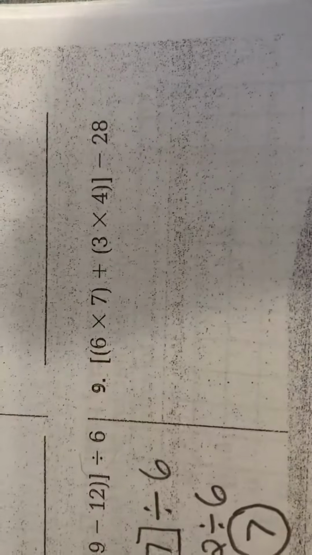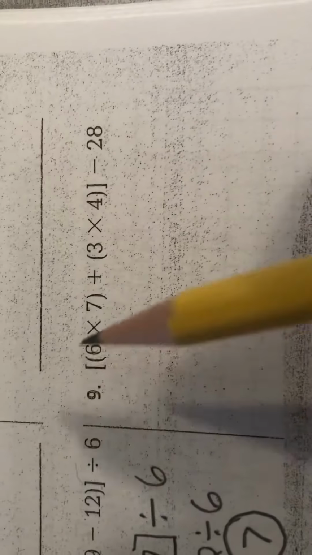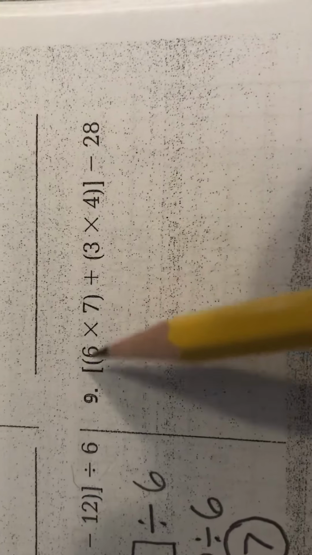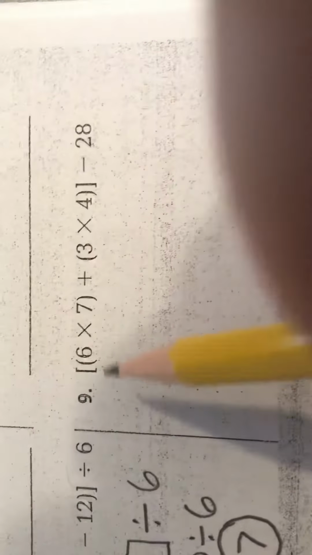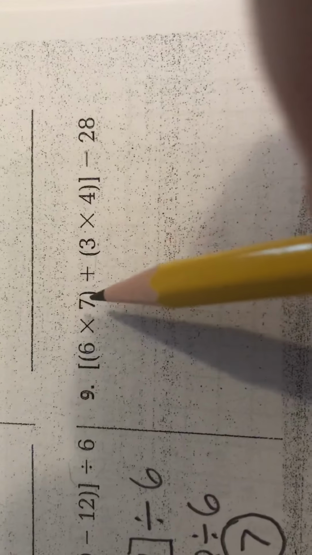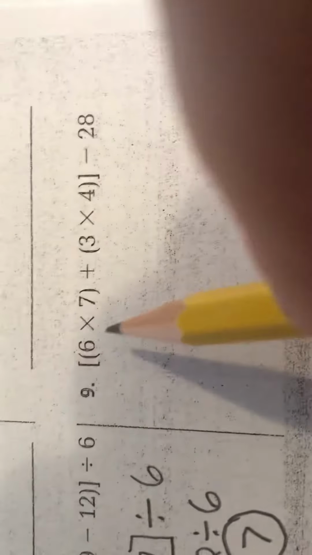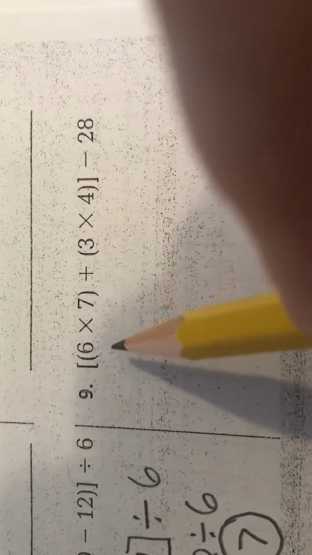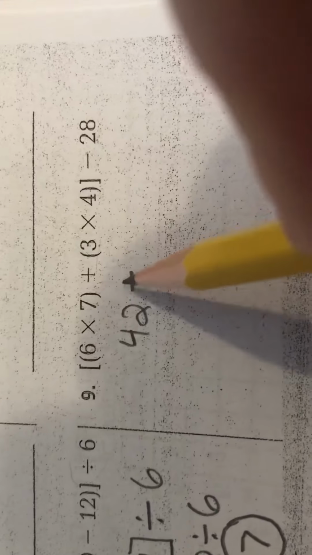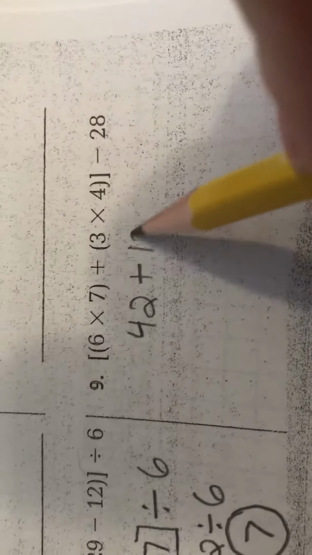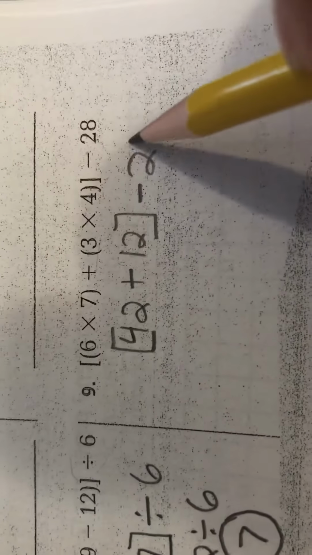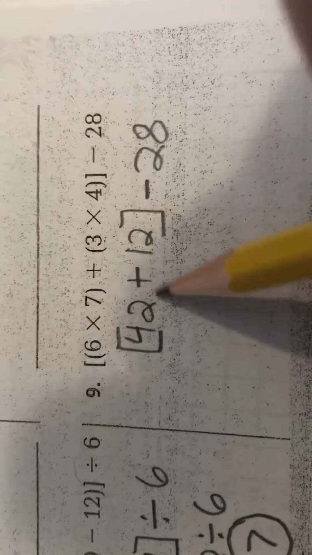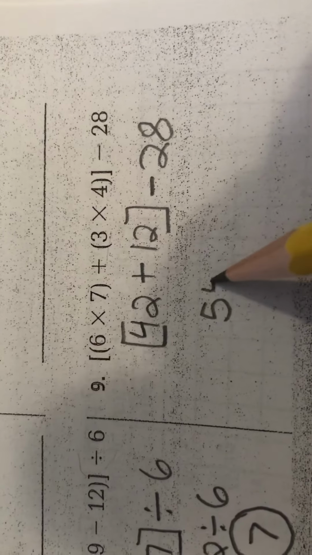Okay, let's look at number 9. Okay, so again, this time the brackets are once again before this final operation. So we're going to do what's inside the brackets first, then what's inside the parentheses. Okay, so 6 times 7 is 42, plus 3 times 4 is 12. These are still inside the brackets. I still need to do this before I multiply by 28. So 42 plus 12 is 54, right?